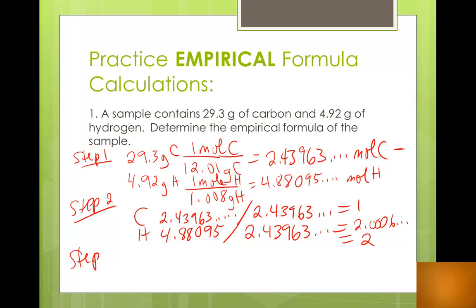Step 3. Write the chemical formula using the mole ratio as the subscripts. Carbon has 1, hydrogen has 2. We don't usually write a 1, so it's CH2. And that is my final answer.